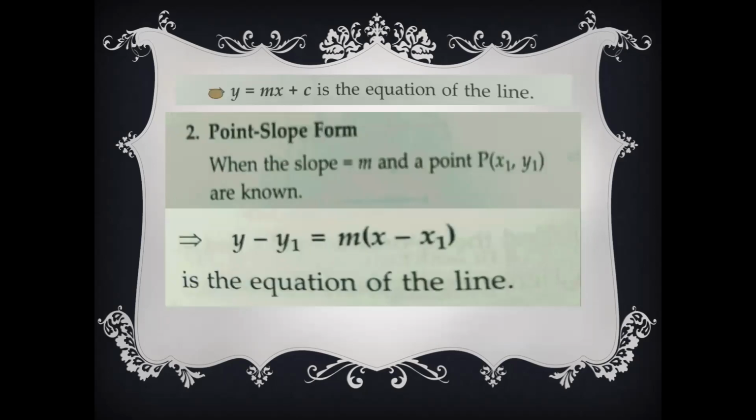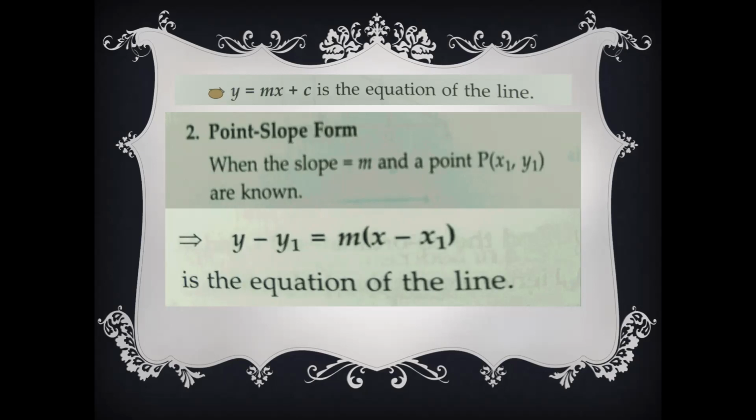Now, there are three different ways by which we write the equation. First is the generalized form, y equal to mx plus c. It's the most general form we have seen in the last video also. Many equations were given in this form, and we can say the coefficient of x is the slope and the constant term is the y-intercept.